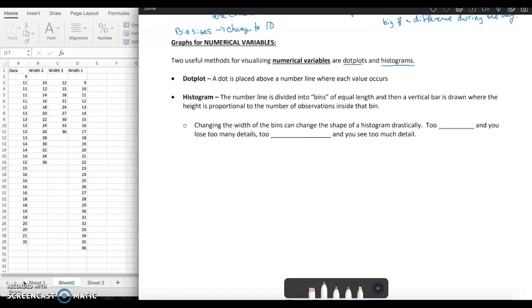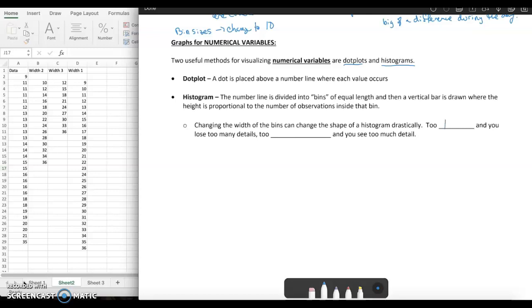What we've seen so far, every example we've looked at so far, is what's called a histogram. This is when your number line is divided into what's called bins, you've heard me say that now, of equal length. And then a vertical bar is drawn where the height is proportional to the number of observations inside that bin. If you change the width of your bins, you can change the shape of your histogram drastically, and you do have power over that. When you're making a histogram, you get to choose how wide or how narrow you want your bins to be.